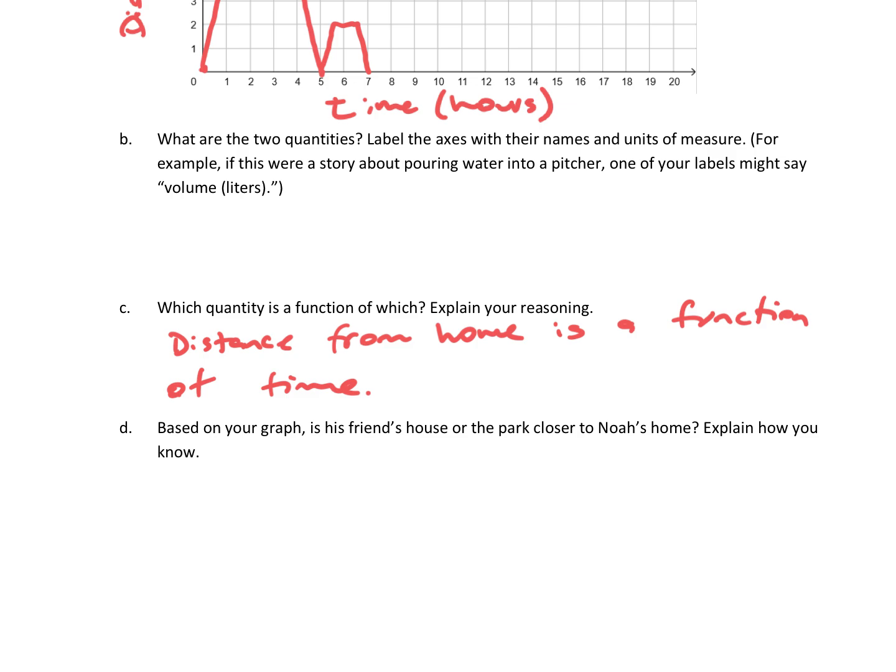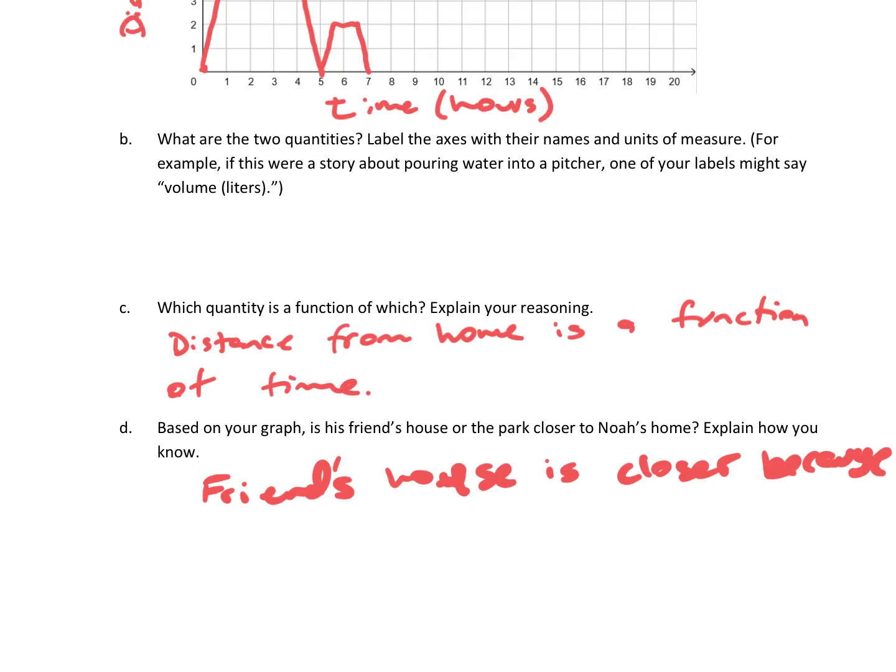So based on my graph, I know that the friend's house is closer, because he only needed about 30 minutes of travel time to get there.